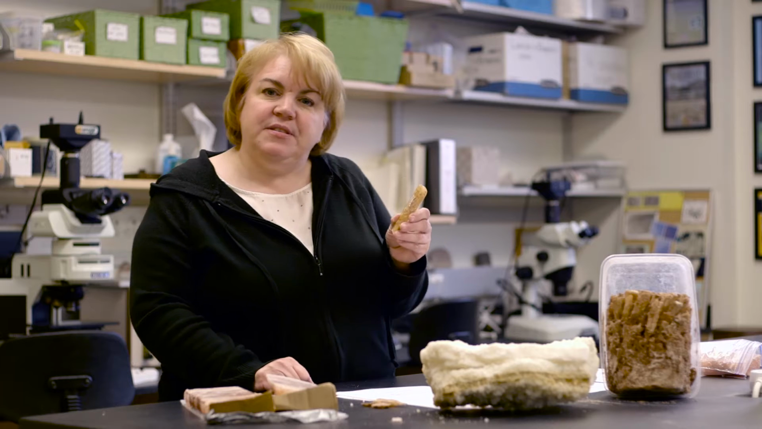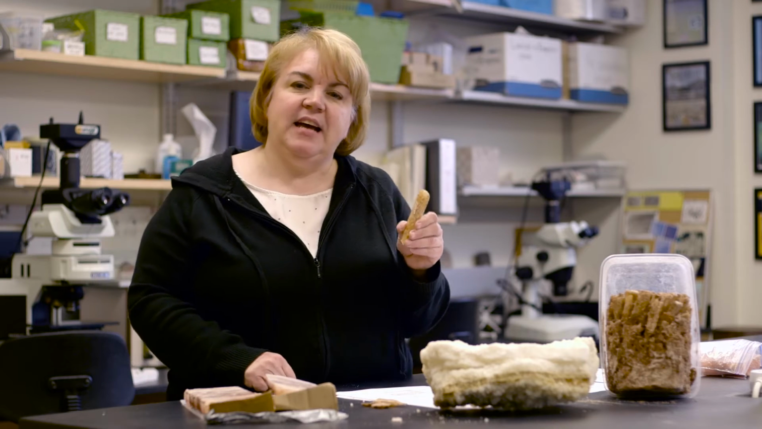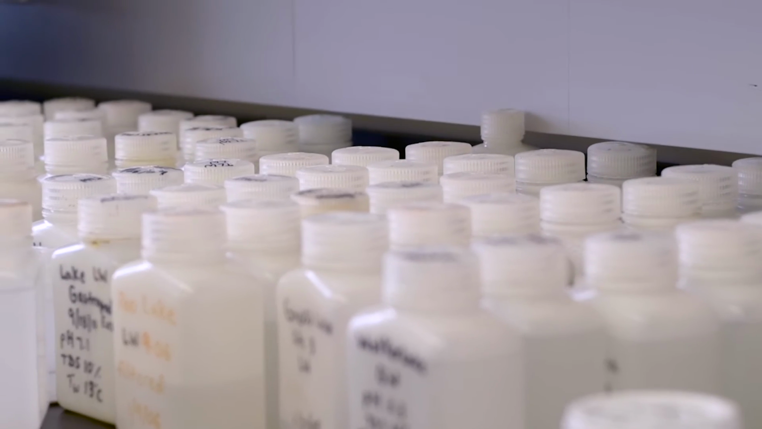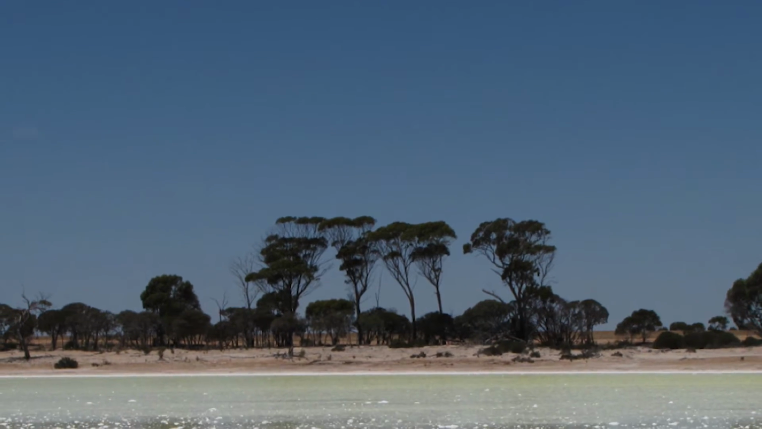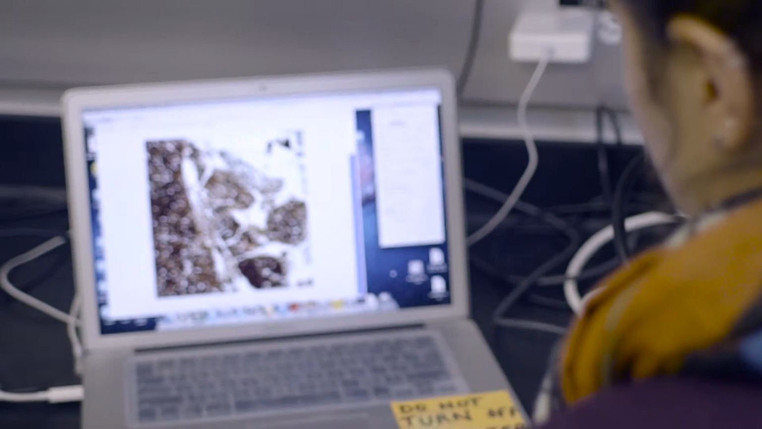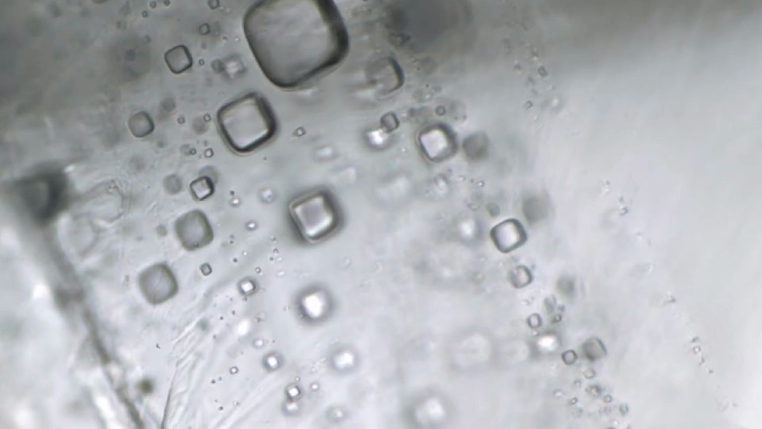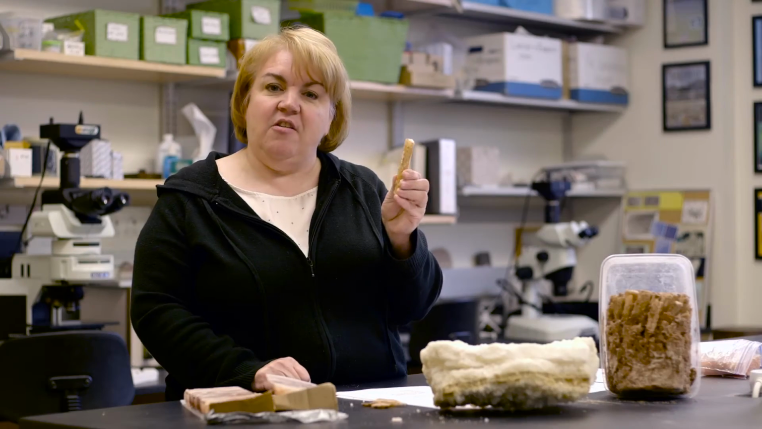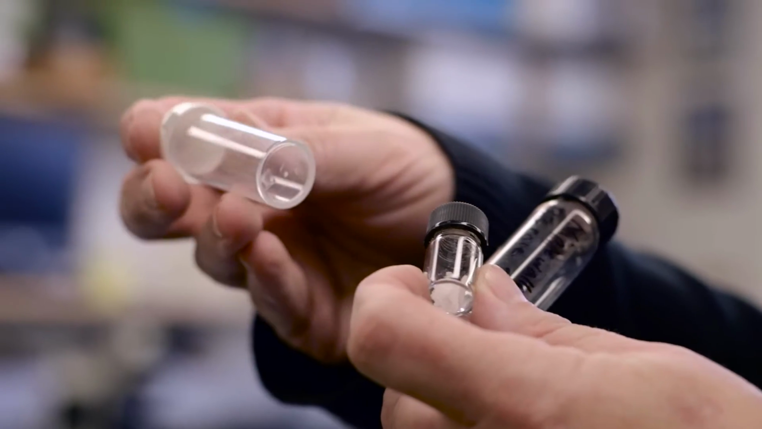As this gypsum crystal grew, it also trapped tiny bits of the lake water from which it was growing in microscopic droplets called fluid inclusions. Sometimes those fluid inclusions also contain bits of air. So this gypsum crystal contains bits of lake water and air from Western Australia.